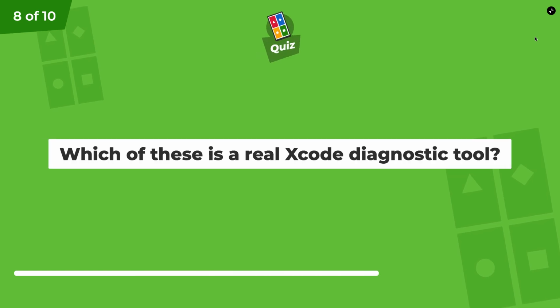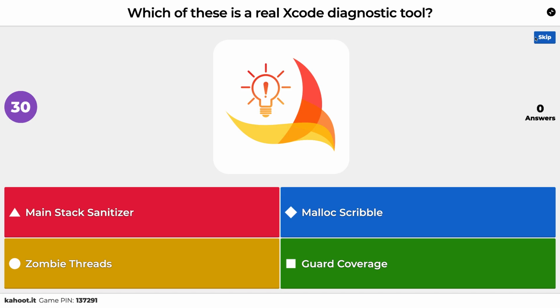Which of these is a real Xcode diagnostic tool? Is it the main stack sanitizer? Is it malloc scribble? Is it zombie threads? Or is it guard coverage? Xcode has so many amazing diagnostic tools. I encourage you to explore them, turn them on, see what happens. Obviously, when you're testing things out, because they slow your code down dramatically, but give them a try, because they're quite wonderful. And here we go.